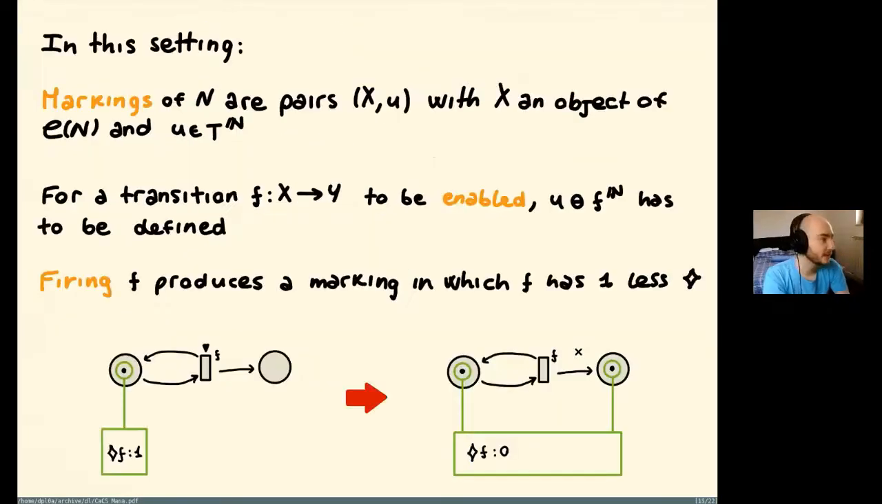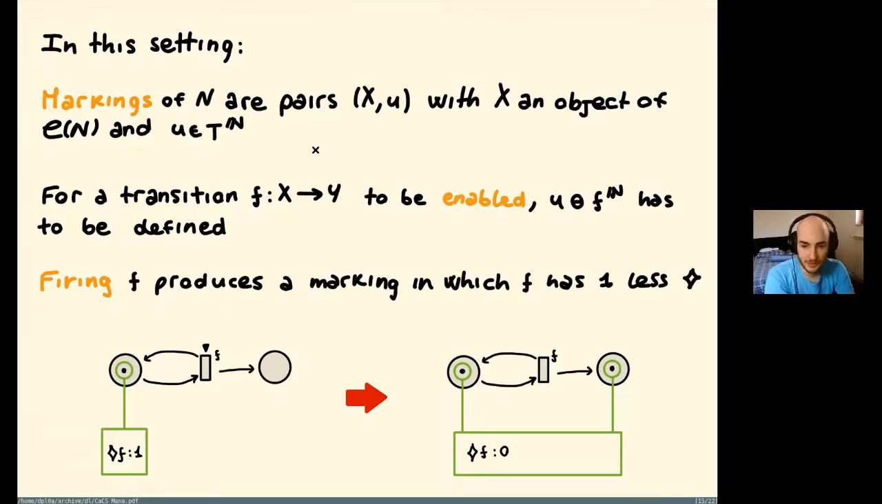And in this setting, we have all the nice definitions of markings and firings. In fact, a marking in N sharp is just a pair of an object of CN, which is a marking of the underlying net, and a finite multiset on T, which is just a distribution of mana for each transition.